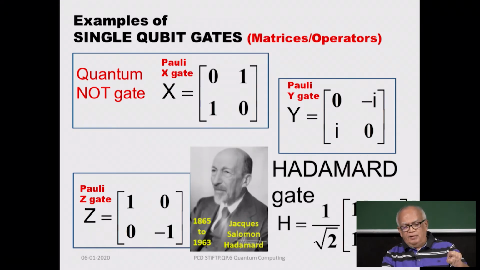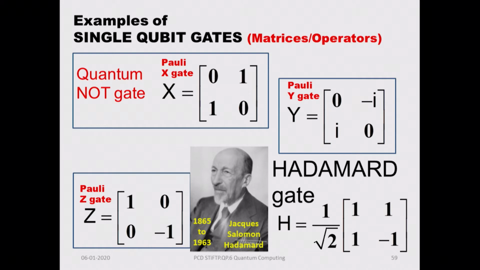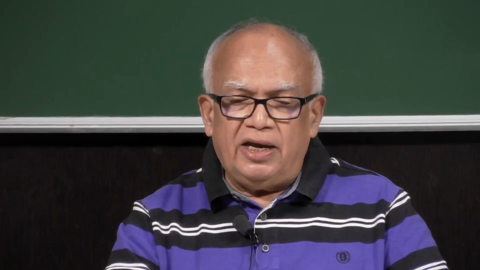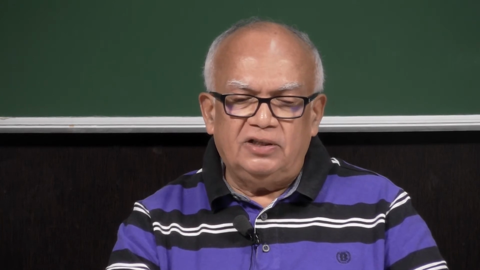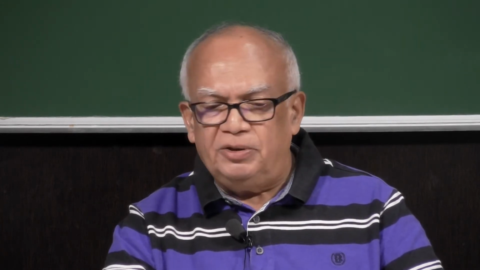Okay. There is another gate which is very well known and very widely used, which is called the Hadamard gate. It is named after the French mathematician Hadamard, and this is also a 2 by 2 unitary matrix, which is 1 1 1 minus 1, scaled by 1 over root 2.